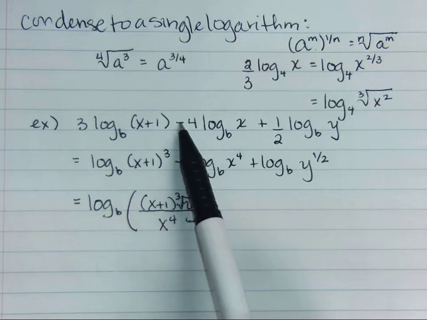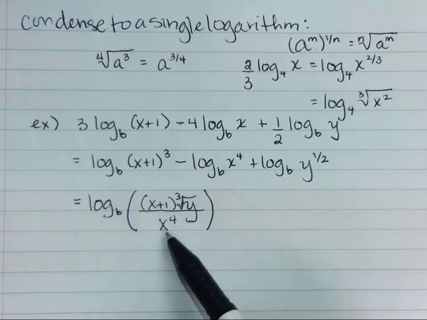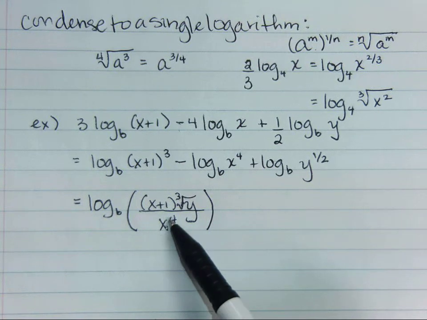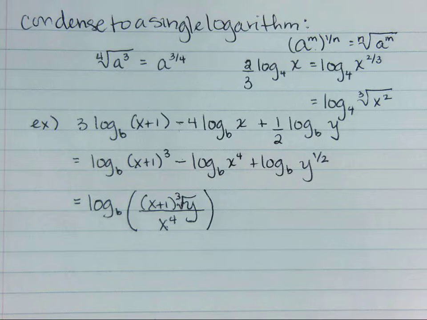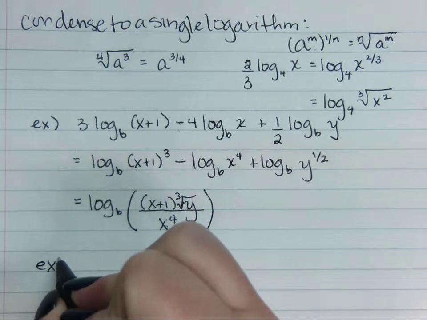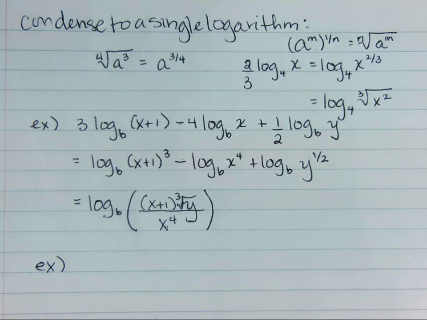But you can see any of the terms that had a negative in front are going to go in the denominator, just like yesterday when we expanded, a denominator got written up this way. So you think about if I could move my way backwards, then I did it pretty well. Okay. So let's look at one more.